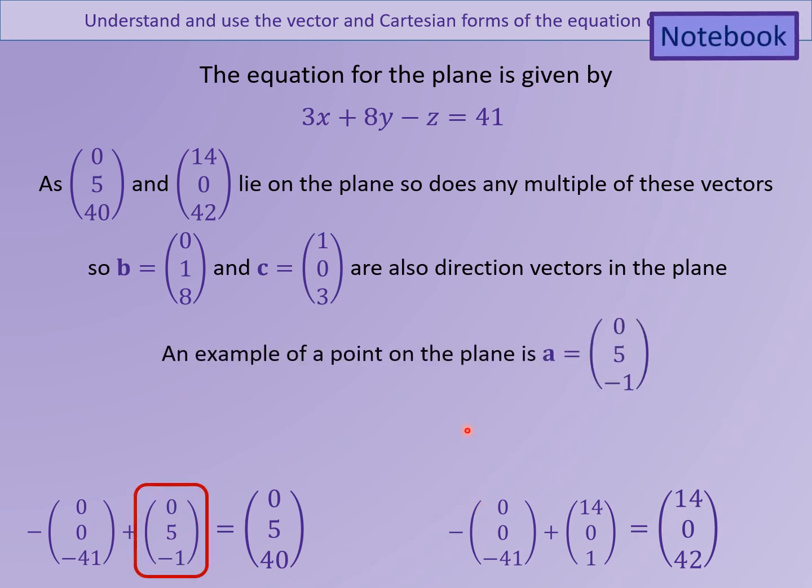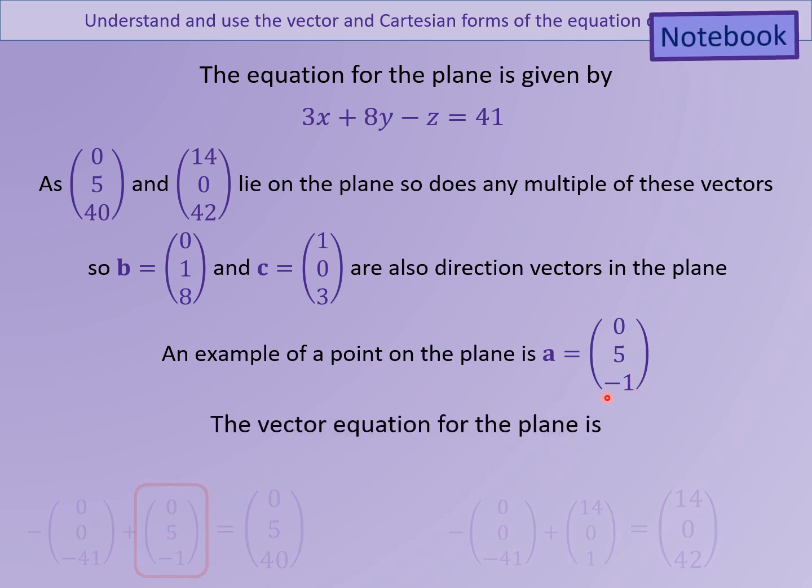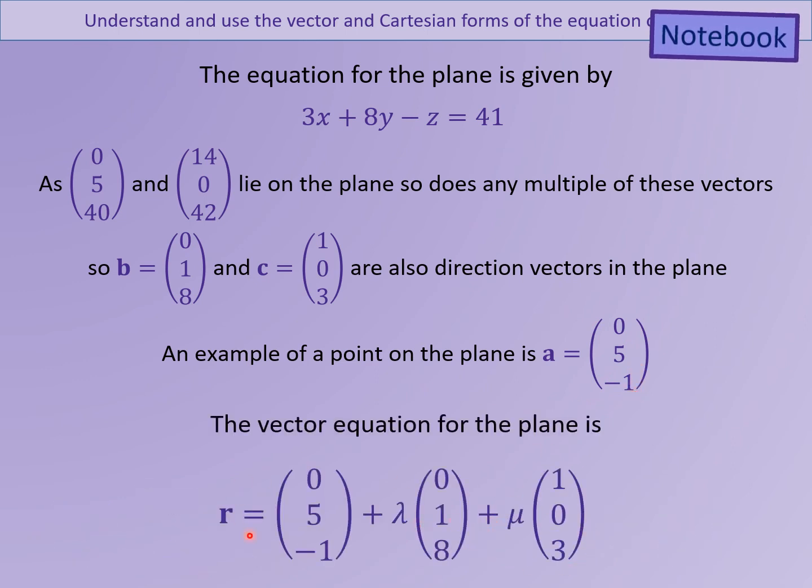An example of a point on the plane could be any of these vectors. So 0, 5, minus 1. It could have been 0, 0, minus 41, or you could have used 14, 0, 1, or you could make up a new one. Doesn't really matter. Any example of a point on the plane would work for A. So therefore now you've managed to write the full vector equation of a plane.